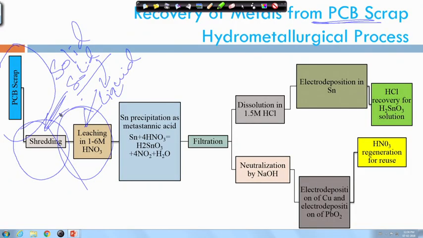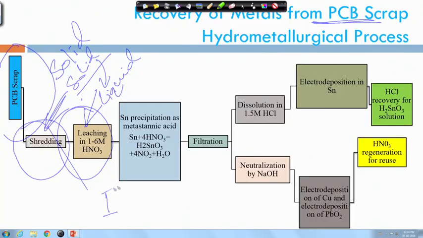So, here 1 to 6 molar HNO3 is used to get the things in solution. Some of them will come in solution, some of them may precipitate depending on the solubility product. Remember, you all have done that Ksp. When IAP, the ion activity product, is greater than Ksp, things will precipitate. Isn't it? We all learned about it in our high school chemistry.